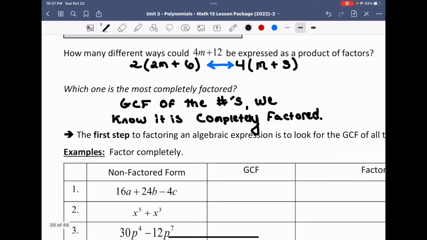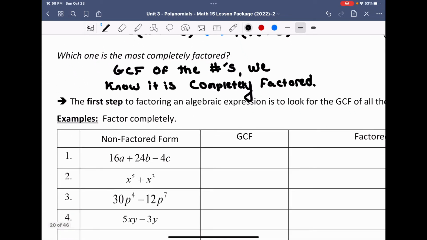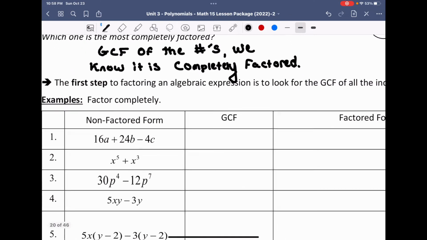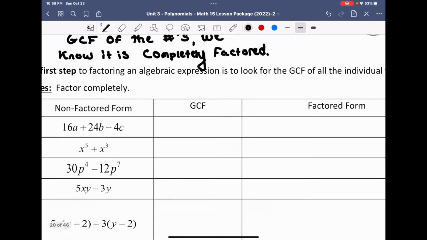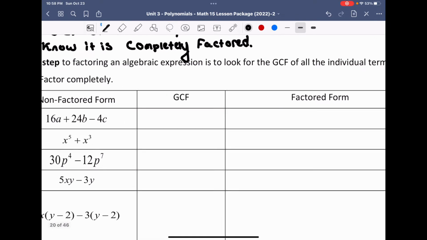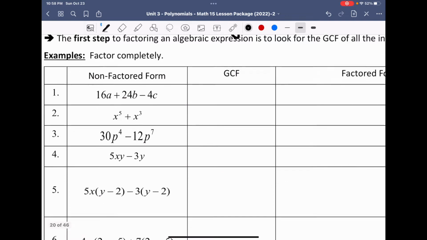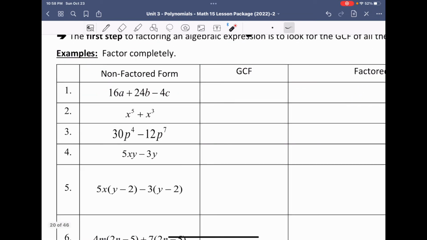So let's take a look at the steps required to factor algebraic expressions, and this is to always look first at the GCF for all individual terms. So let's take a look at some of these examples here. If I look at the coefficients here, 16, 24, and negative 4, what's the greatest common factor, or the largest number shared between those? Well, it's actually going to be equal to 4.